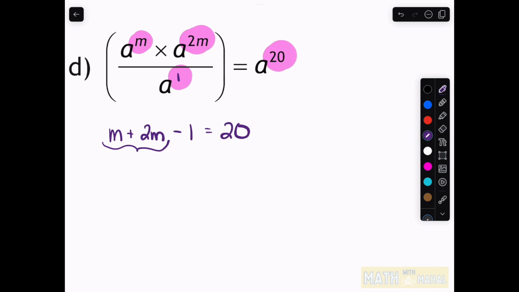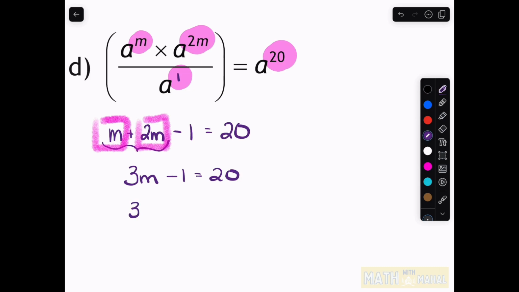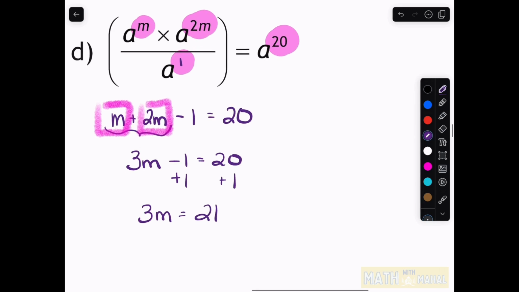These two are the same variable, so we can add those together. So 3m, they're also, sorry, I should add, these are also like terms. And if you're not sure how I got this, I'm gonna suggest you watch this video here on collecting like terms just to refresh yourself. So that's 3m minus 1 equals 20. Now I'm gonna add a +1 to both sides to help get m alone. That leaves me with 3m equals 21. Divide both sides by 3, m is equal to 7.